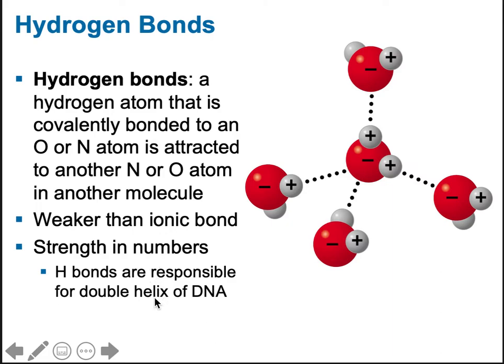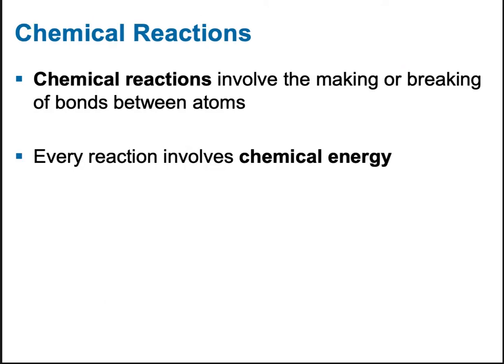And in fact, that's what holds our two strands of DNA together into the double helix: hydrogen bonds. Within each individual strand, you have covalent bonds. But between the two strands, what's holding those two strands close together to form the double helix are hydrogen bonds.